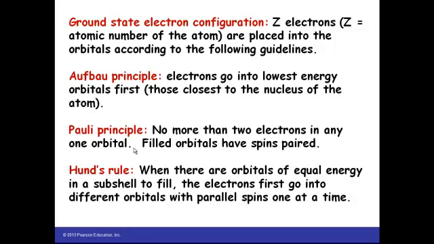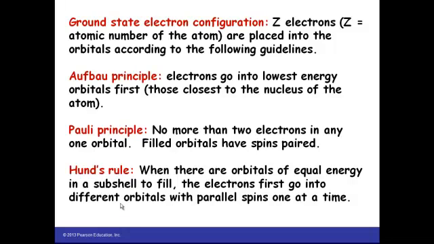And then finally, you've got Hund's rule. So this states when there are orbitals of equal energy within the subshell, the electrons first go into different orbitals with parallel spins one at a time. And so what this basically means is that if you have a subshell, like the p subshell, that has multiple orbitals, so our p subshell has 3 different orbitals, the electrons want to live alone if they can. So if there's only 3 electrons that can go into that subshell, the electrons will go as singles into each of those different orbitals.